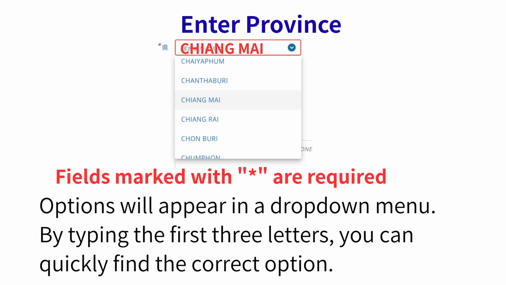The province field is required. Click the drop-down menu to see a list of provinces. By typing the first 3 letters, you can quickly find your desired province. For example, typing CHI will show options like Chiang Mai.